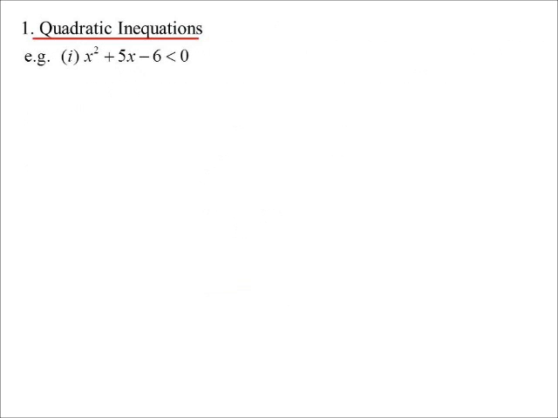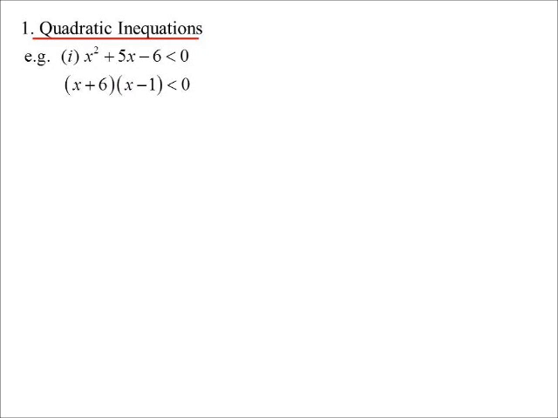Some special types of ones that we look at. Quadratic inequations. So how do we solve a quadratic inequation? Well, it's pretty much the same as an equation, but we have to take into account a few things. So here we go. Multiplies together to give -6, adds together to give 5. So our solutions are x plus 6, x minus 1.